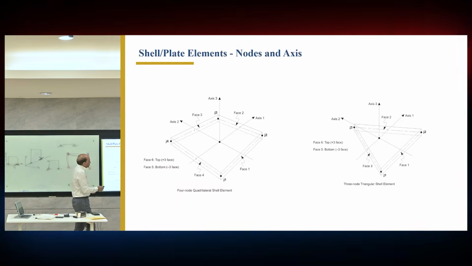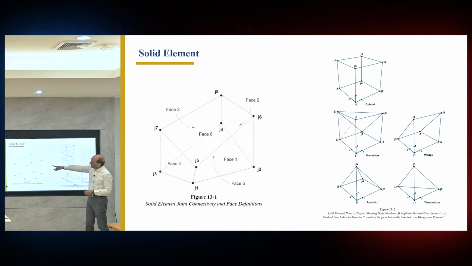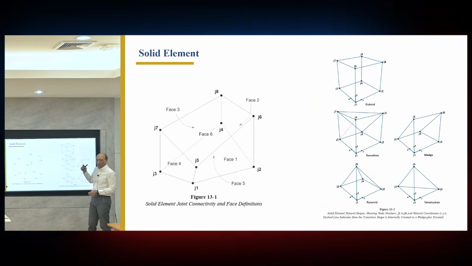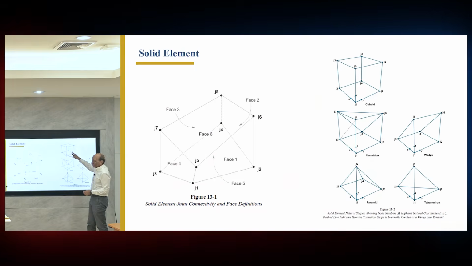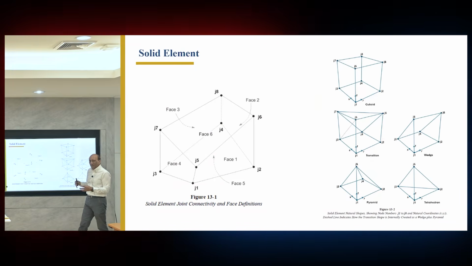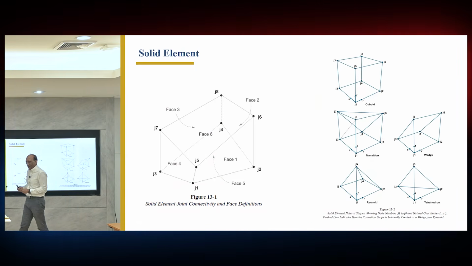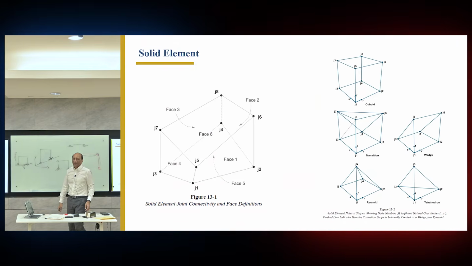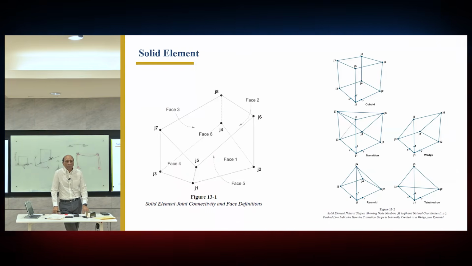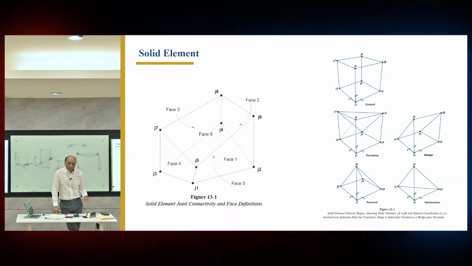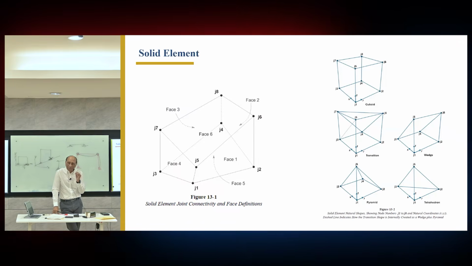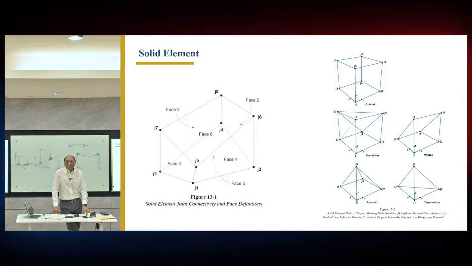The same is true for solid. This is 8 nodes, but some people have 20 nodes, and so on. Many nodes, a multi-node solid element. But once again, SAP and ETABS decided to use just one 8-node element. So in number of elements, SAP probably has the least number of basic elements.